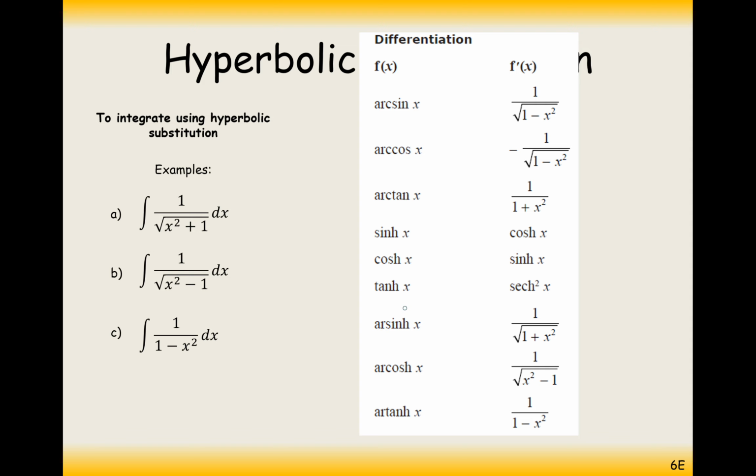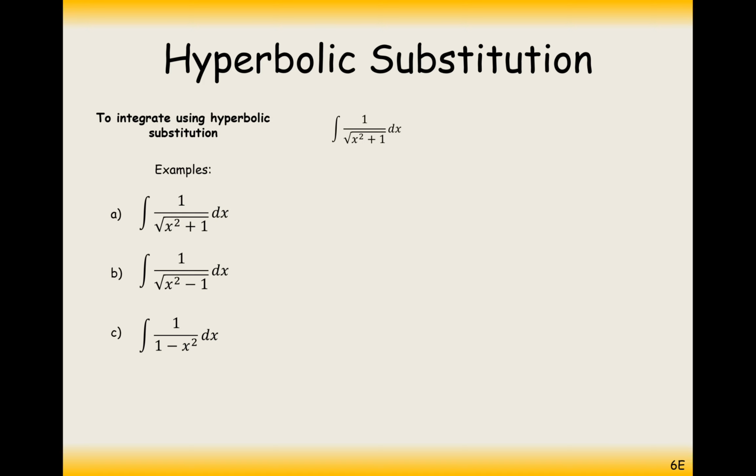Well, we know that arsinh differentiates to this expression here, which is exactly the same as question A. So this question is probably going to involve sinh in some shape or form. So what I'll do is start by a substitution. Integration by substitution is the order of the day here. I'm going to start by substituting x equals sinh u.